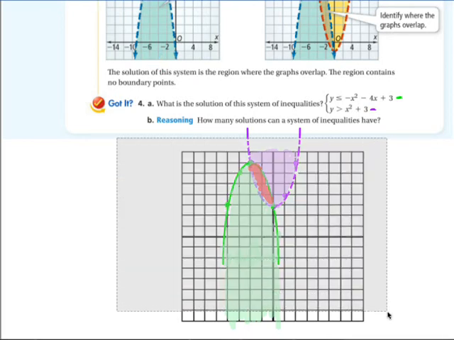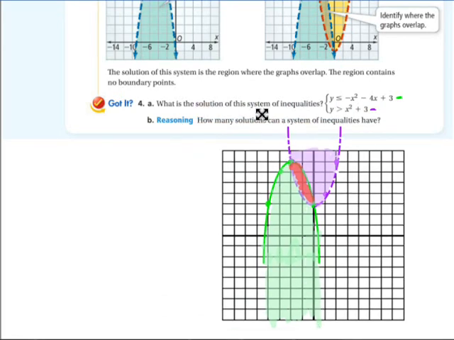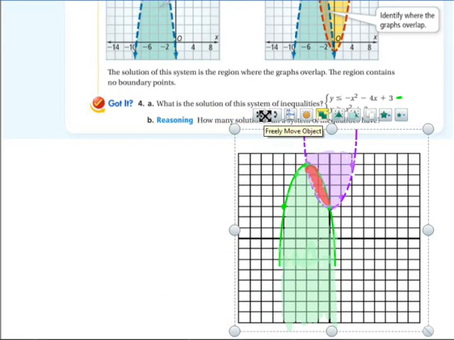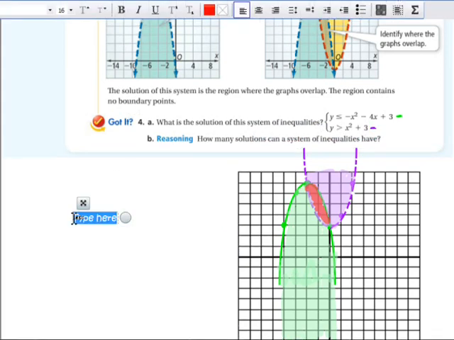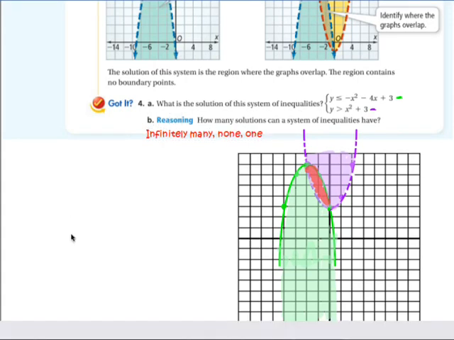Part 4b says, how many solutions can a system of inequalities have? Think about that for a second. Is it going to be one, or is it going to be none? The answer is actually all sorts of things. It could be infinitely many solutions, if they both go in the same direction and they overlap some. If they didn't overlap at all, it would be none. If they only overlapped at a single point, it would be 1. So for the reasoning part, it depends. It could be infinitely many, none, or 1.